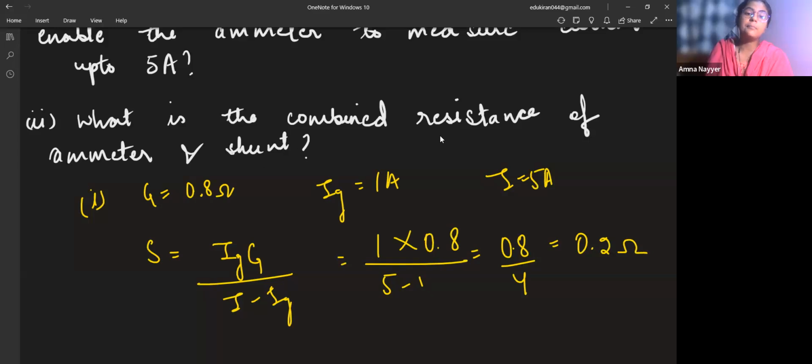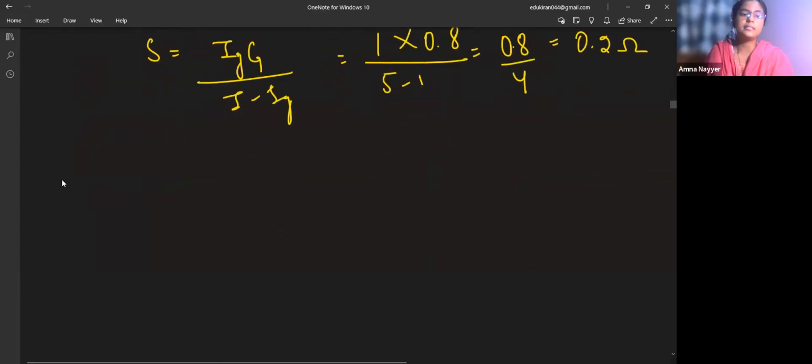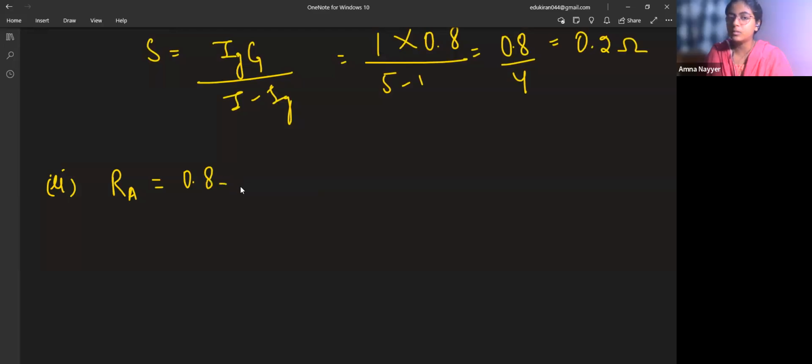What is the combined resistance of ammeter and shunt? This part is important because the first part was just formula based. It says what is the combined resistance of ammeter and shunt? What is the resistance of the ammeter? Resistance of the ammeter is 0.8 ohms, right? The shunt's value we have calculated as 0.2 ohms.